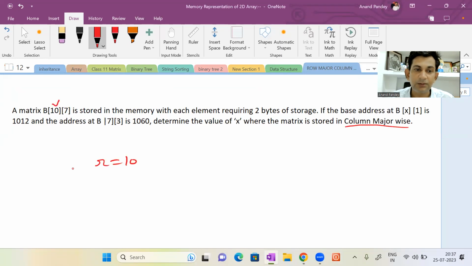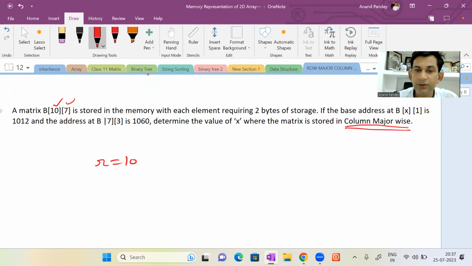Number of rows, number of columns: the values are given directly. In case of column major wise, we require the number of rows. So the number of rows is 10. By mistake I told that earlier. So this is the value of the number of rows, and the number of columns is given directly. This is another way to ask the same type of question.